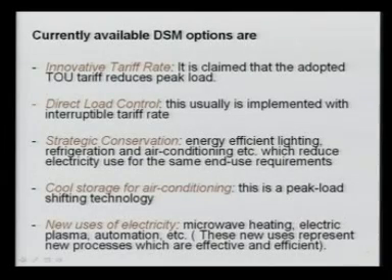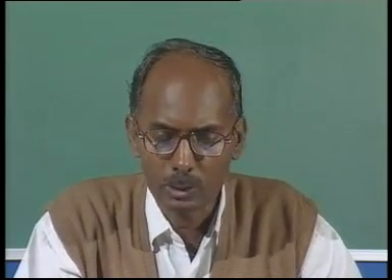The currently available demand side management options are: the first one is your innovative tariff rate. It is claimed that the adopted time of use tariff reduces the peak load. Normally, in an integrated power system where we are not operating in the competitive mode, I will discuss later on in a few slides, the type of tariff we go for is one where throughout the day the tariff is fixed. The tariff, you can say the rate of electricity, is not changing. So what happens, people are not cautious of what the system demand is, whether it is peak or off peak, they keep on consuming the power. But if you are going to use the time of use tariff, meaning if it is peak hours we can charge more, then customers will shift from the high rate to the lower rate, so we can reduce the peak demand on the system.